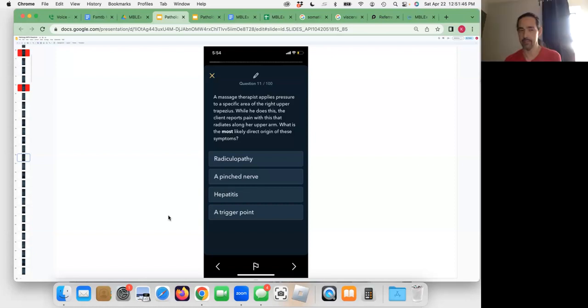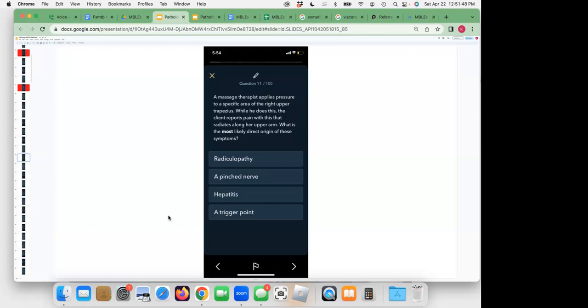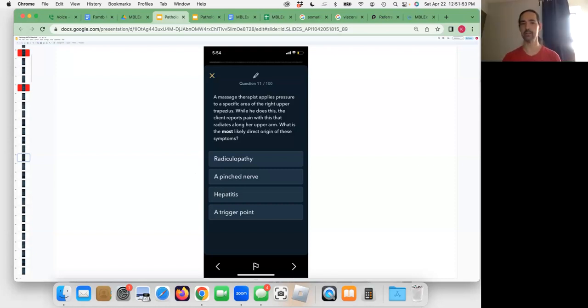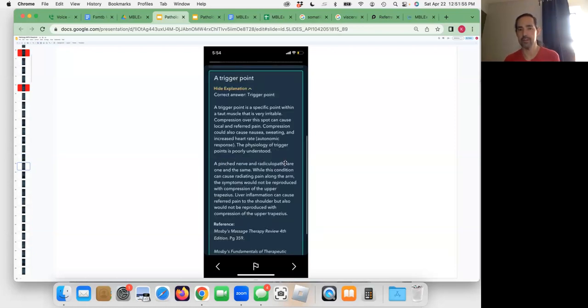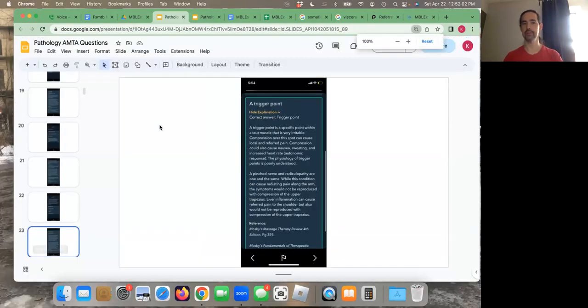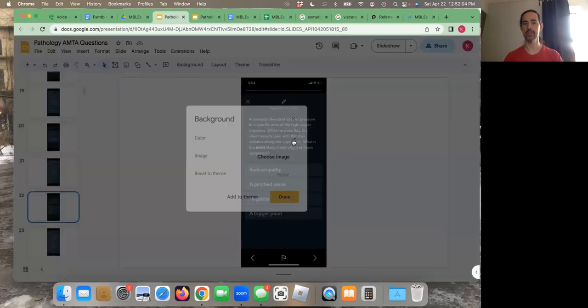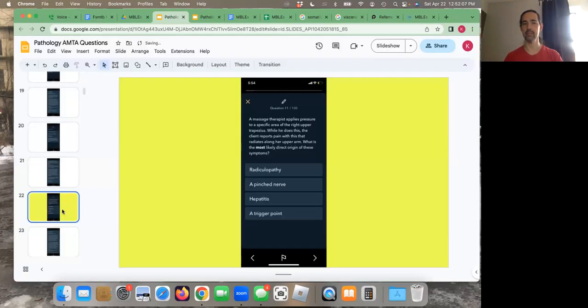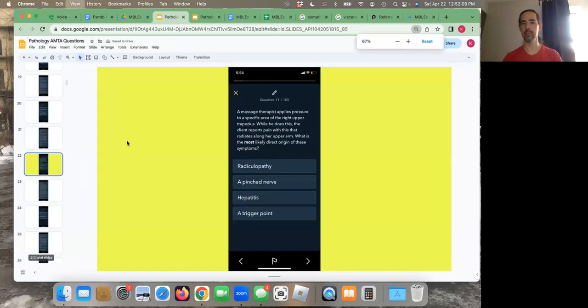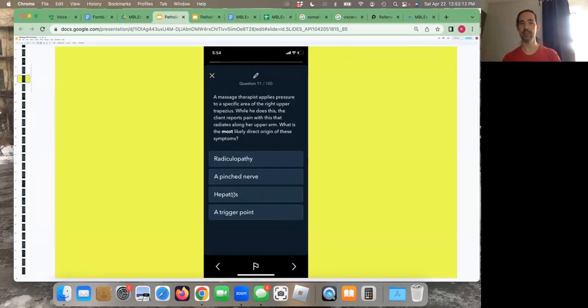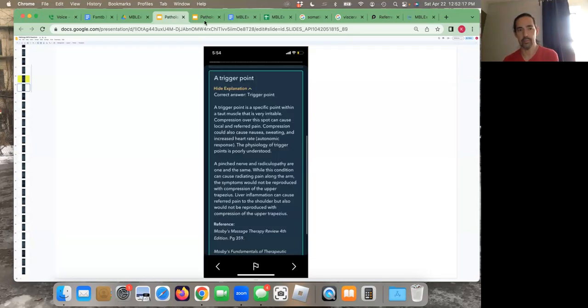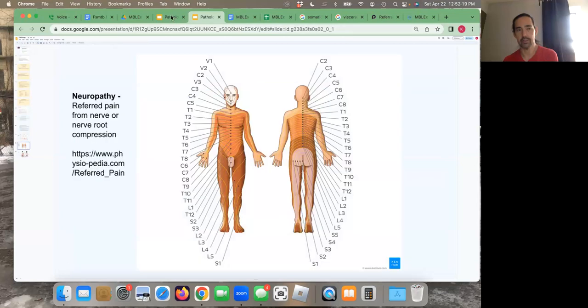Does everyone agree on that? It was a tie for me for a trigger point and a pinched nerve. Okay, so let's get some clarity on what a pinched nerve is. A pinched nerve and radiculopathy are one and the same. So let me just put that in yellow so you guys can come back to that. But now you know, hopefully you will remember radiculopathy, neuropathy, pinched nerve, those are the same. And I'll put that down in here for you too, okay?